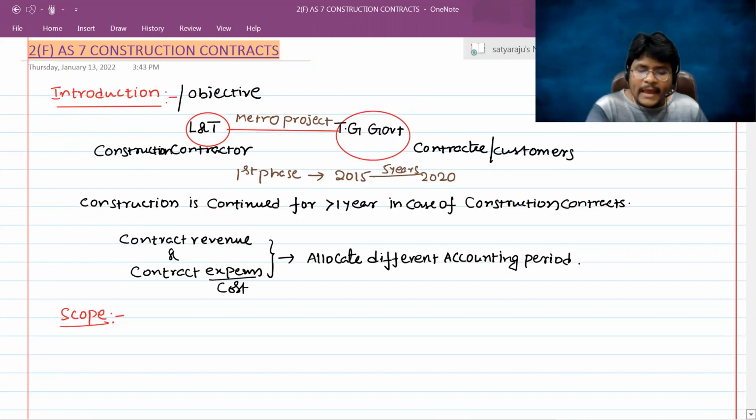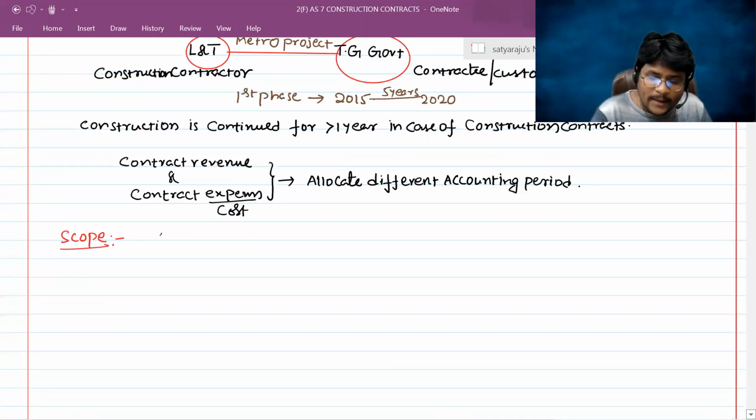Now, AS 7 is applicable in the books of L&T only. That is, AS 7 is applicable only in the contractor's books. But in the books of the customer, which standard is applicable depends upon their nature. For example, if it is a fixed asset or property, plant and equipment to the customer, then AS 10 is applicable. If it is stock in trade to the Telangana government, then AS 2 Inventory Valuation is applicable. Tell me, guys. So that's why this standard, AS 7, is only applicable to the contractor.